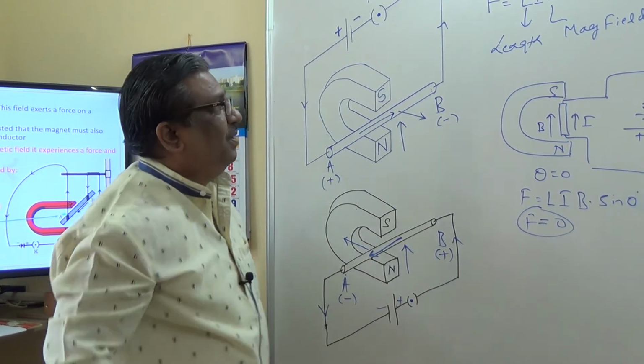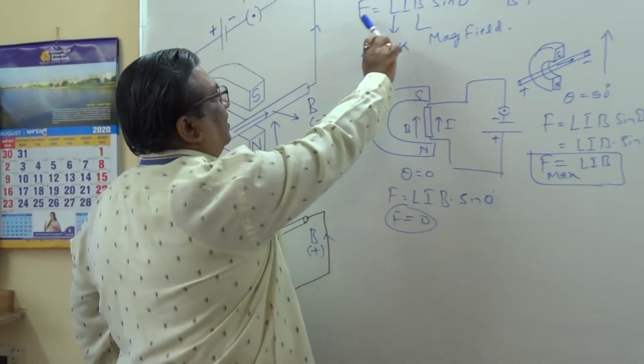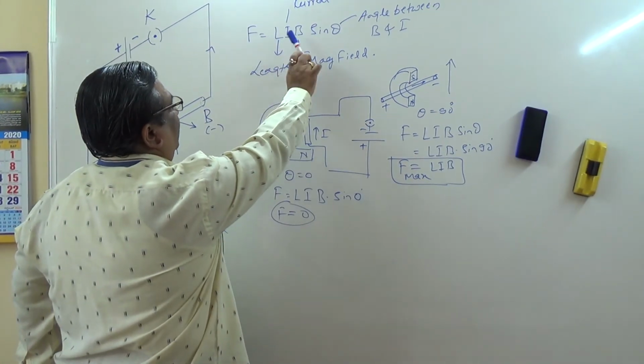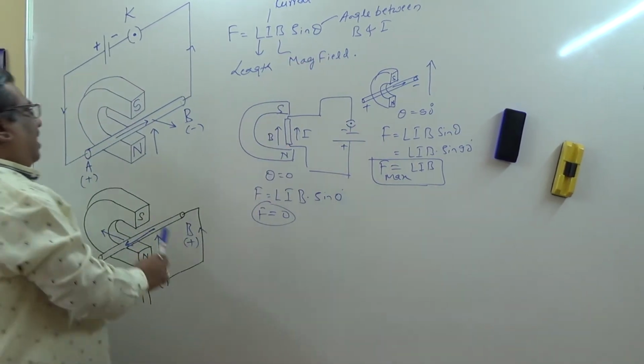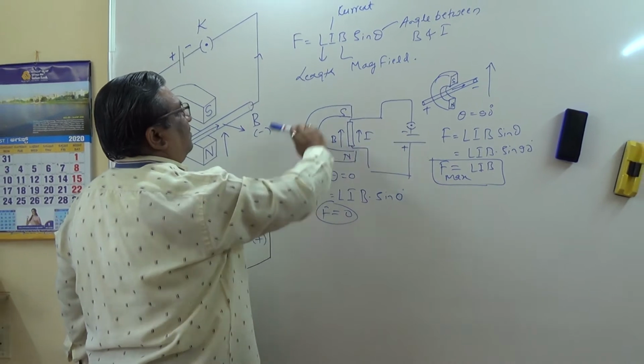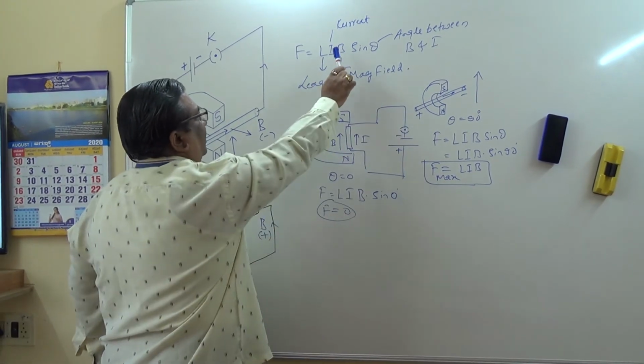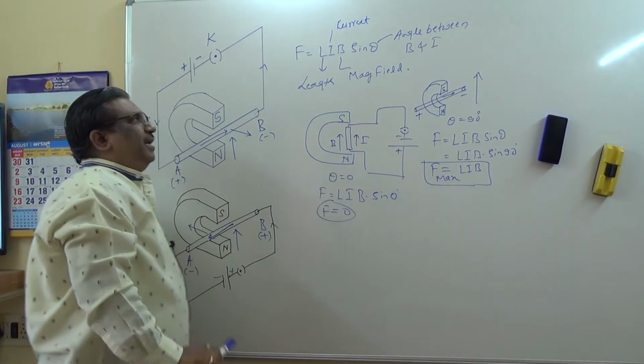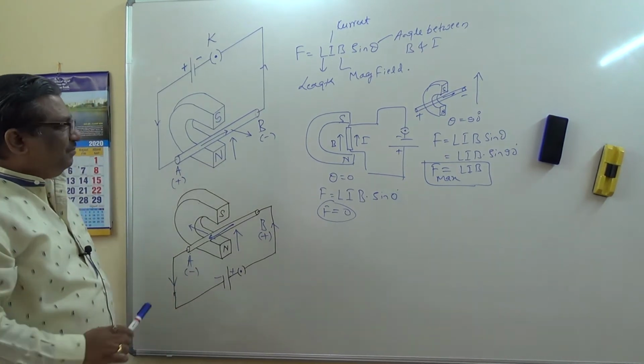Very quickly, the magnitude of the force experienced is given by F equals BIL sin theta. Theta is the angle between the current and the magnetic field, L is the length of the conductor, I is the magnitude of the current, and B is the magnitude of the magnetic field.